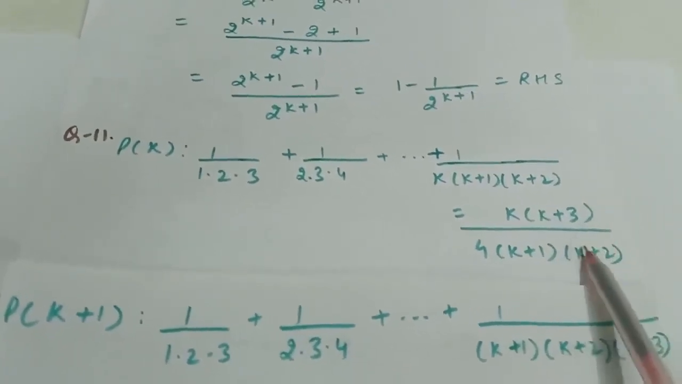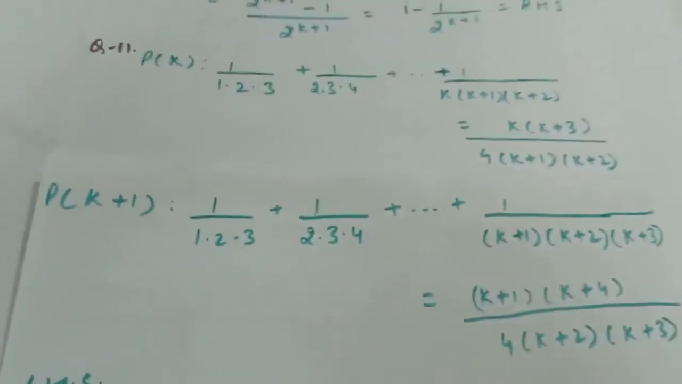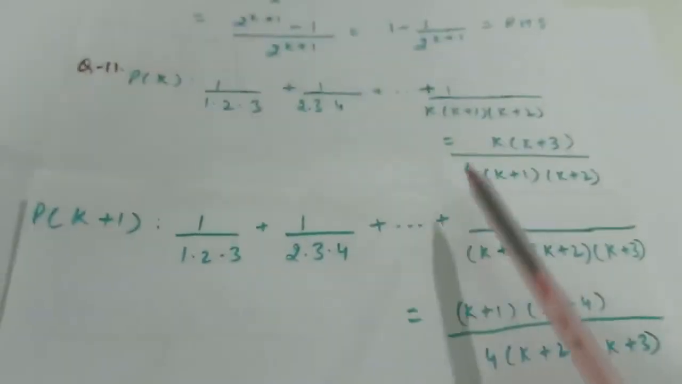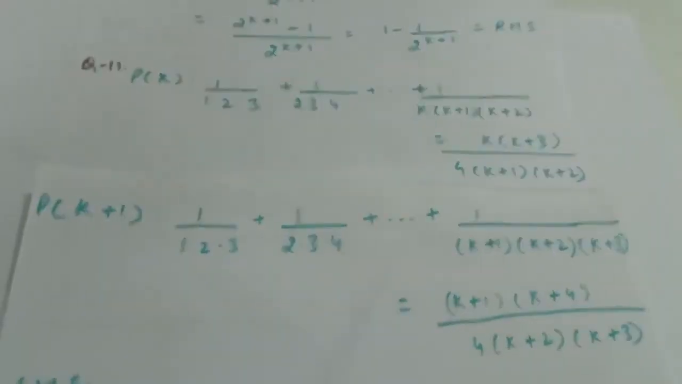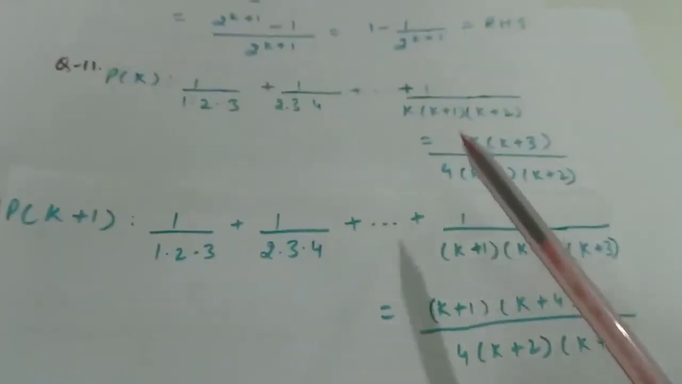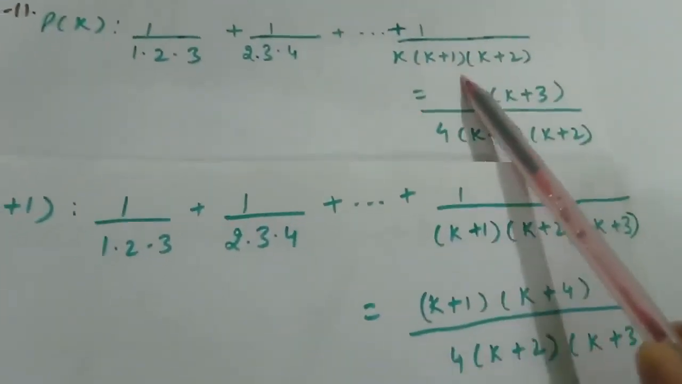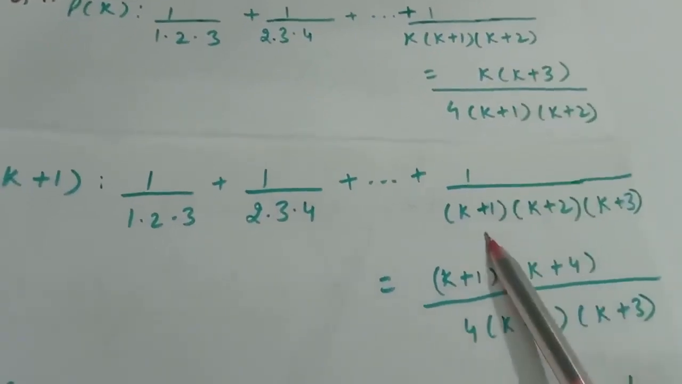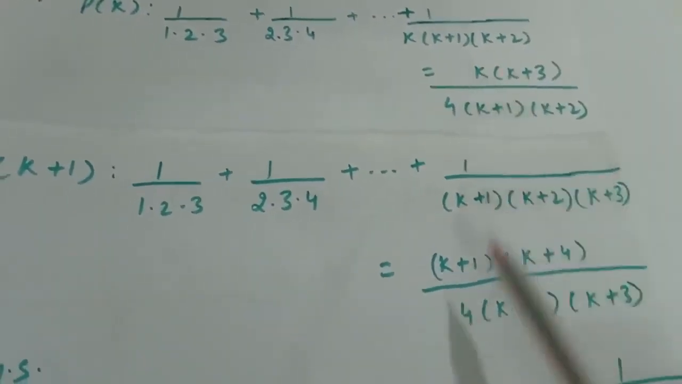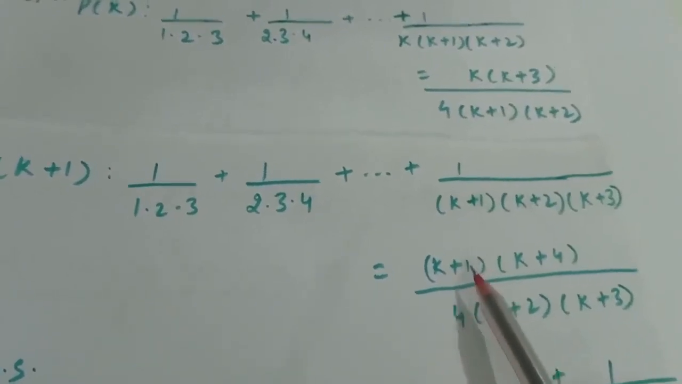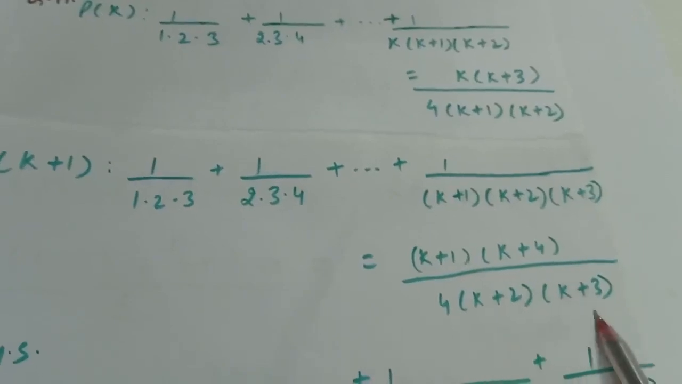Now we will show that P(k plus 1) is also true. So what will be P(k plus 1)? In place of k, put k plus 1. So here, instead of 1 upon k into (k plus 1) into (k plus 2), it will be 1 upon (k plus 1), (k plus 2), (k plus 3). Similarly, in place of k, put k plus 1 in the RHS also. So (k plus 1), (k plus 4) upon 4 (k plus 2) into (k plus 3).